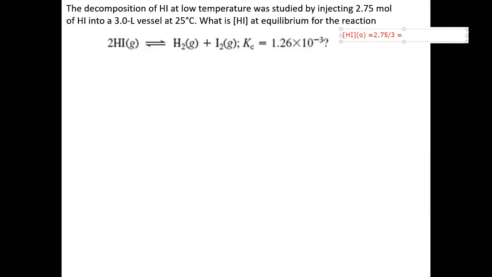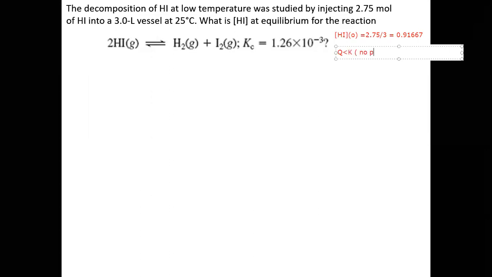Two point seven five divided by three is 0.91667, so that's its initial concentration. Now, since there are no products, Q is going to be less than K. This is because we have no initial concentrations of products, so Q is less than K, which means the reaction is going to shift to form reactants.